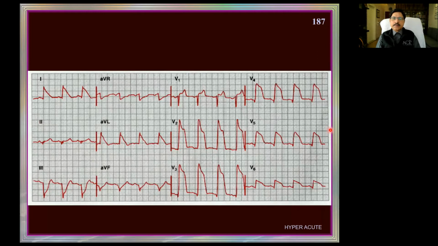What do you see here? Just sink in for a moment. V1, V2, V3, V4, very hyperacute elevation of the ST segment. The ST segment is grossly elevated from the baseline. This is the R wave and no S wave has come, and the ST segment is starting there, the T wave is merging with that. This sort of appearance is called the tombstone appearance.